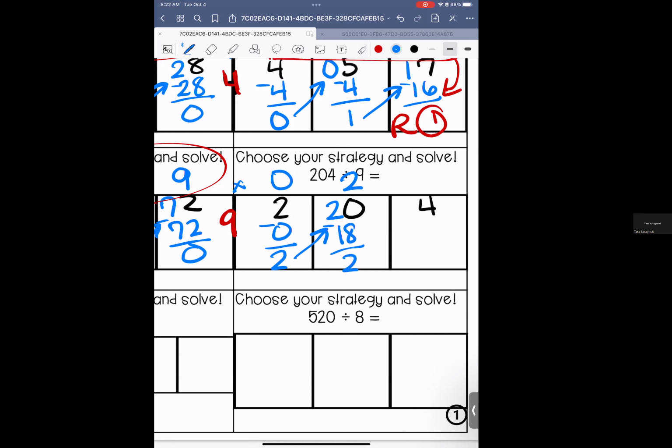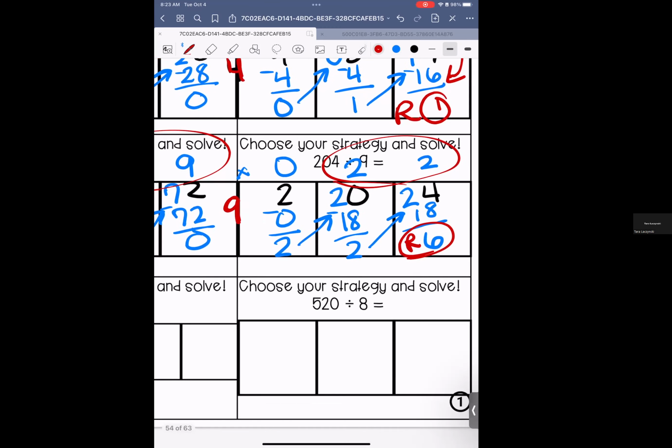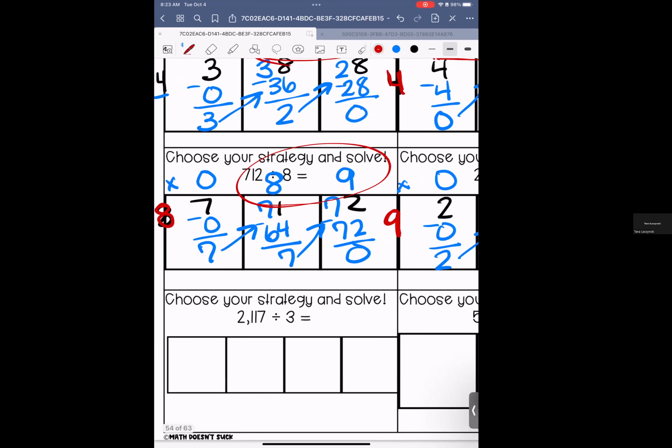20 take away 18 is 2. Bring it next door. 9 times 2 is 18. Closest I can get. Leaves me with 6. The 6 is our remainder, and our answer is 22 remainder of 6.